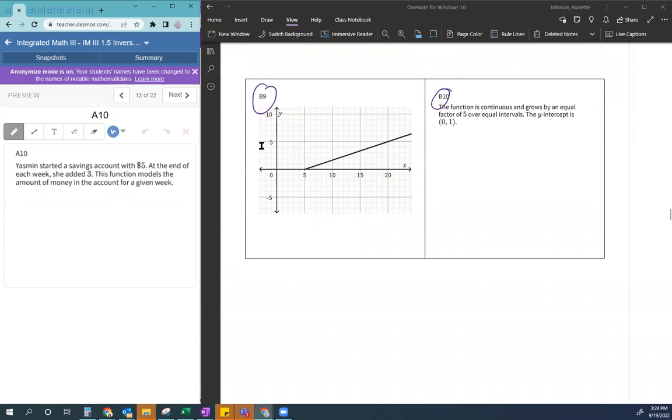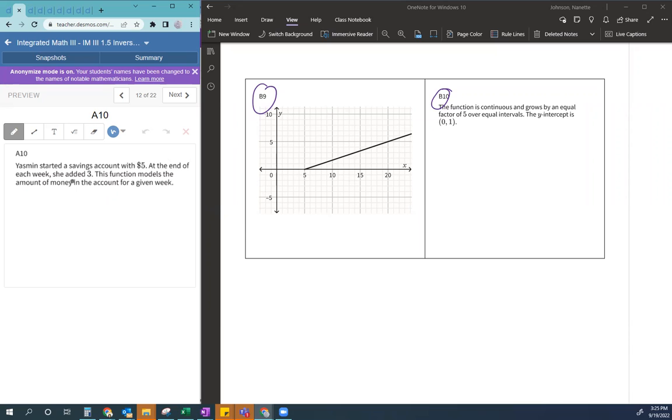And that makes sense actually, because if you have this $5 that you start with, that's going to be the point 0, 5, right? And then she adds 3 every single week. So that means she's going up 3, right 1, up 3, right 1. Or in this case, we talked about this, we would flip it and it would be up 1, right 3, up 1, right 3. And that kind of looks like that slope. So this one, B9, matches with A10.